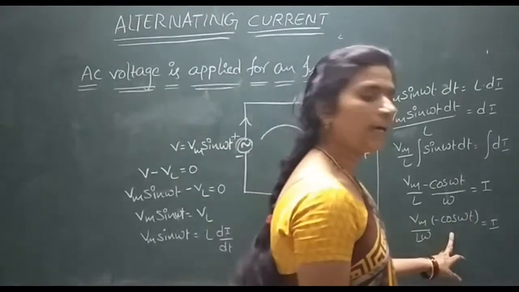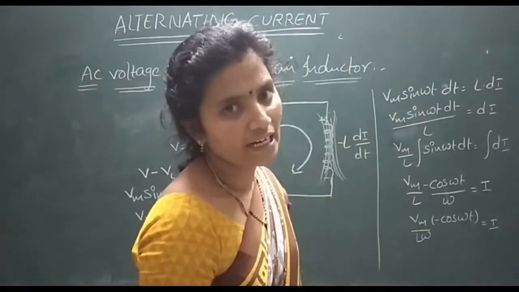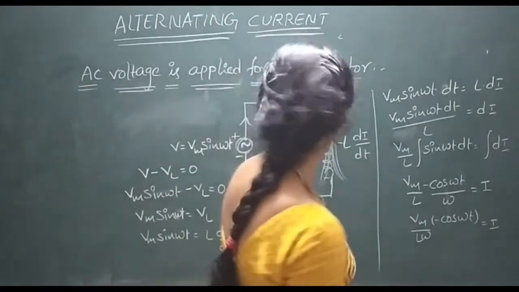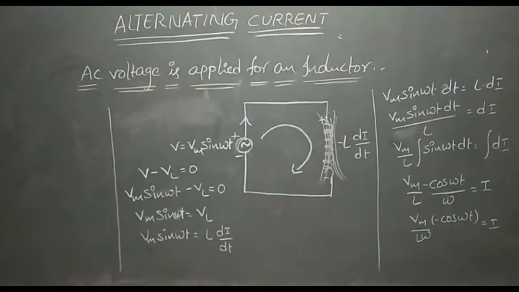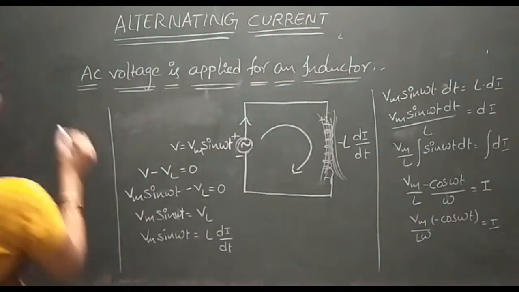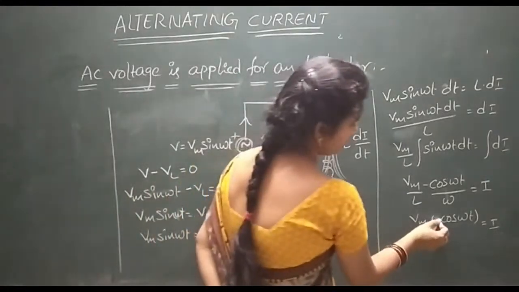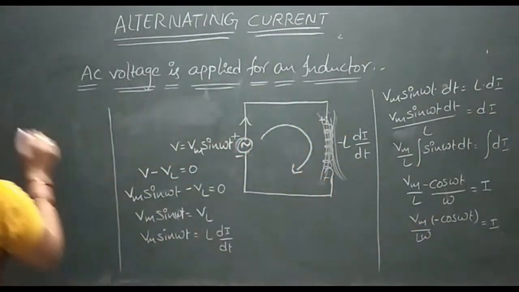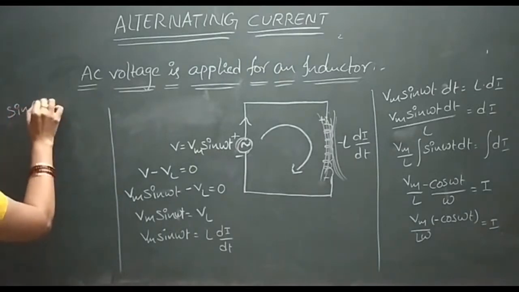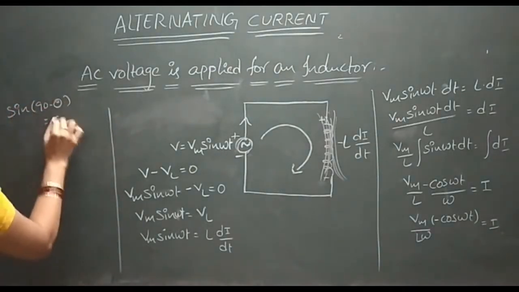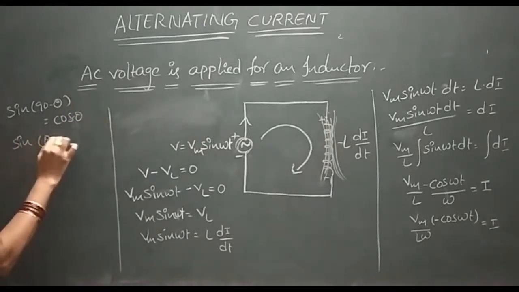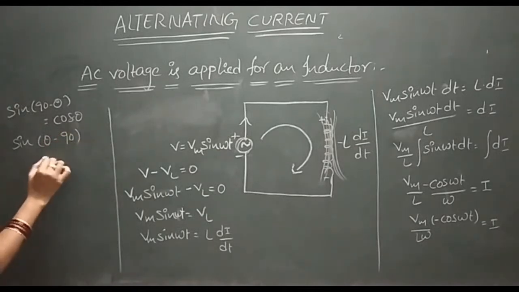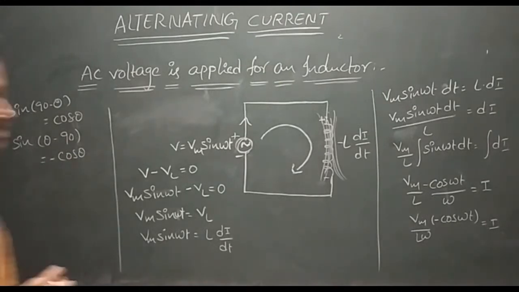Suppose we have to convert cos omega t into sin omega t. So then what will happen? Here this can be written in terms of sine. Sin 90 minus theta is nothing but cos theta. So sin theta minus 90 can be written as minus cos theta. Sin theta minus 90 is nothing but minus cos theta.